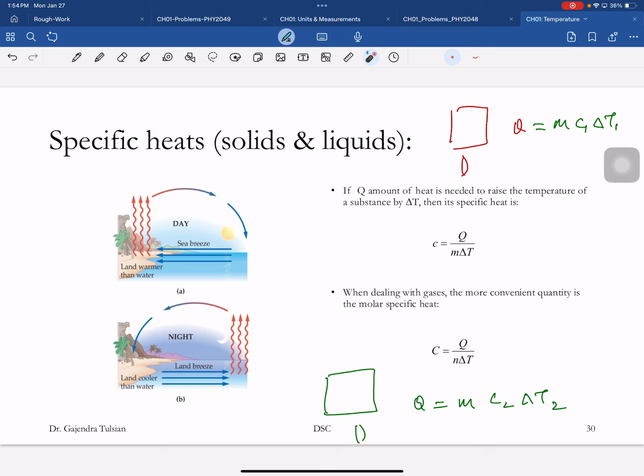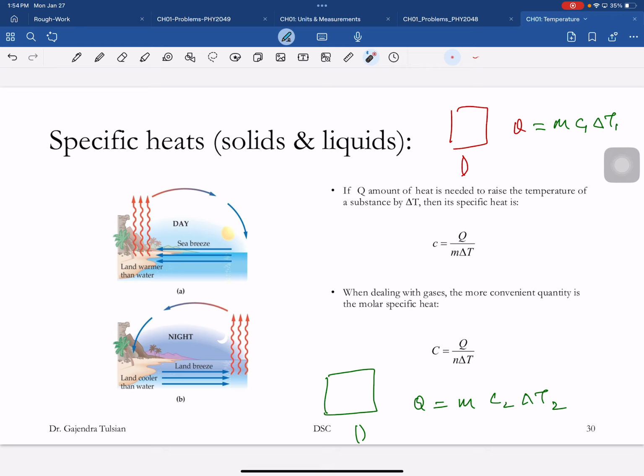At night, the heat content of land is smaller. It cools down faster. The heat content of water is higher. It's still warm. And so now this air is expanded, rises up, leaves a low pressure. And so you have a high pressure here, and you have air blowing from here to there. So during the day, you have a breeze coming in from the ocean, and at night, you have a breeze blowing into the ocean.